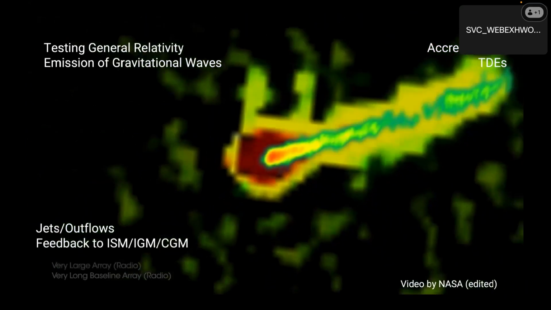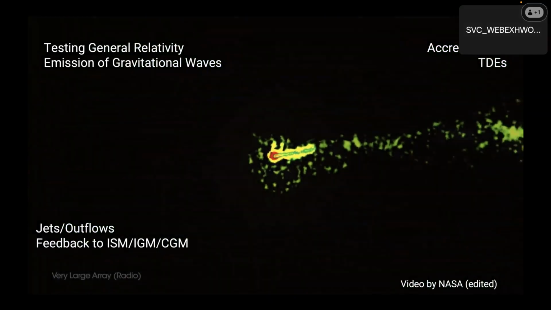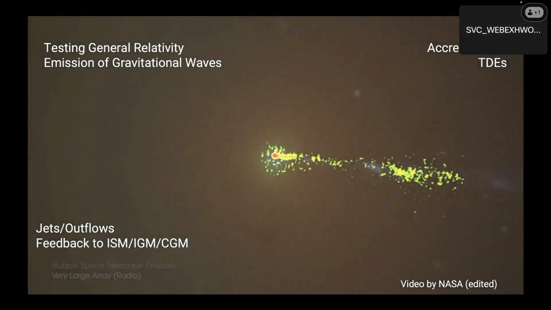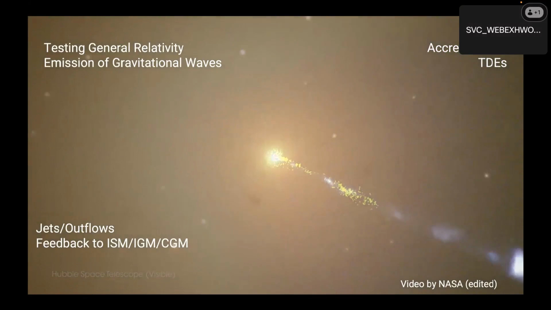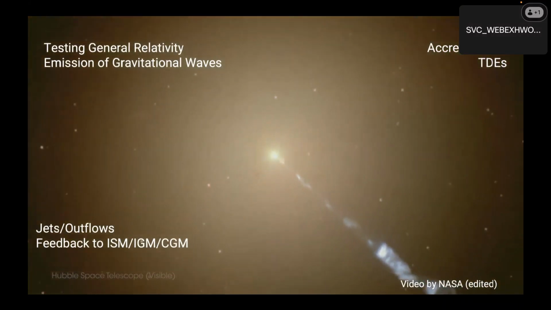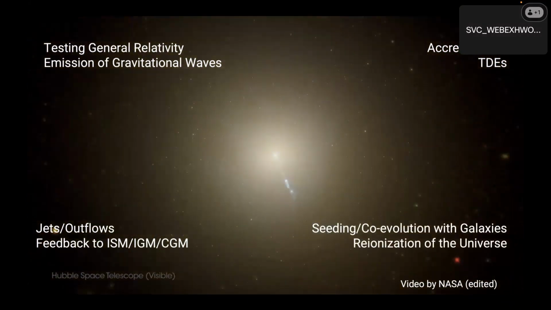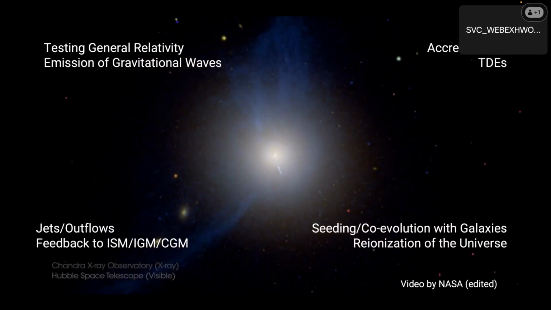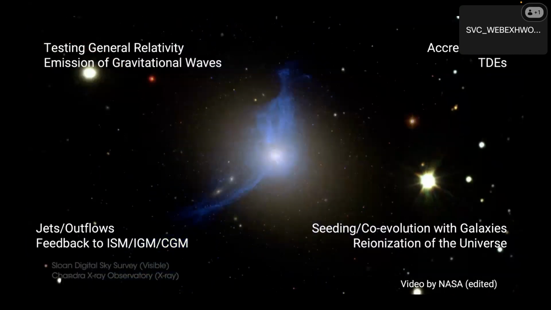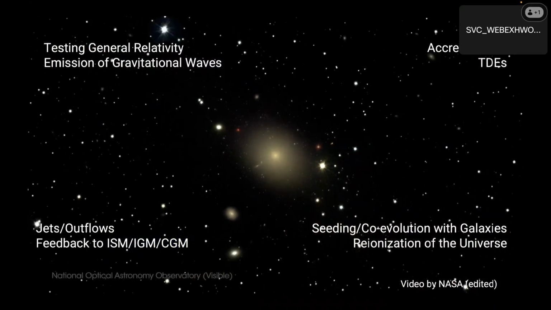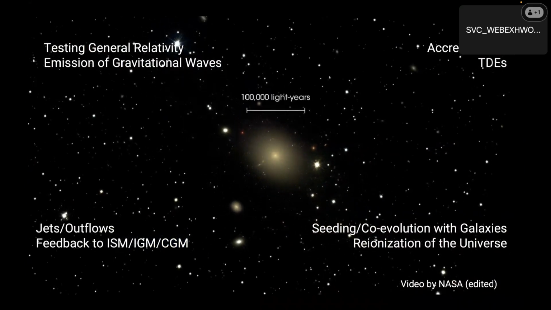Now, going at even larger scales, jets and outflows have a very important feedback on the galactic medium, the interstellar, and the intergalactic medium. And even at bigger and bigger scales, so megaparsec or even gigaparsec scales, black holes seeded galaxies in the very early universe. They started their coevolution with galaxies, and eventually at the gigaparsec scale, they contributed to the reionization of the universe. So these are all the reasons why black holes are important for the evolution of the universe.